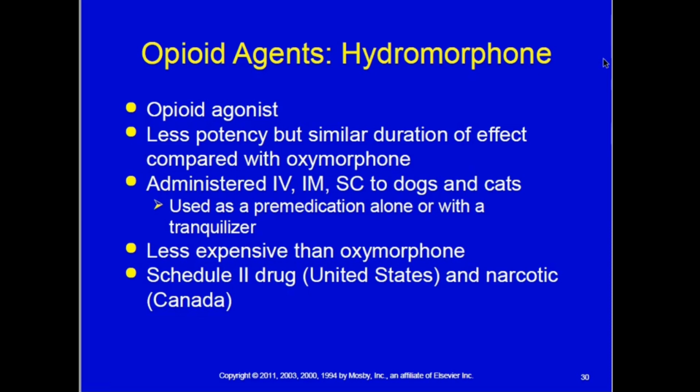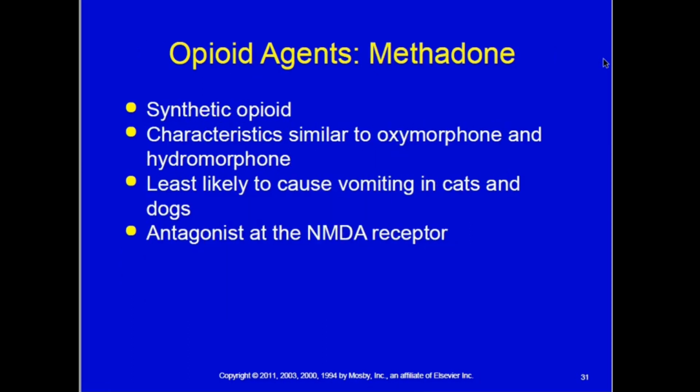It can be administered similarly to morphine and oxymorphone. It is less expensive than oxymorphone. Another example is methadone. It is a synthetic opioid. Characteristics are similar to oxymorphone and hydromorphone. Chances of emesis are less in the case of methadone.